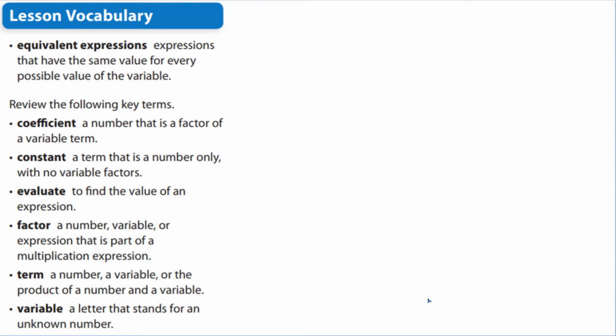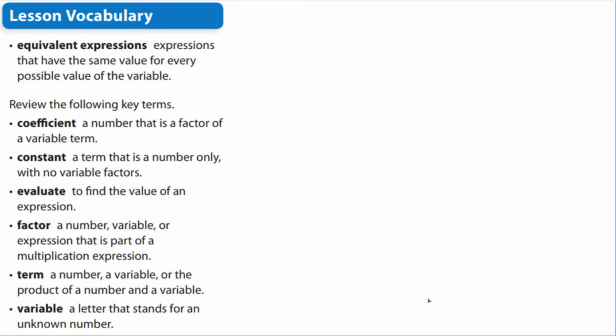And let's review the following key terms. Coefficient, a number that is a factor of a variable term. We will go over that. We'll break those down. Constant, a term that is a number only with no variable factors. Evaluate, to find the value of an expression.